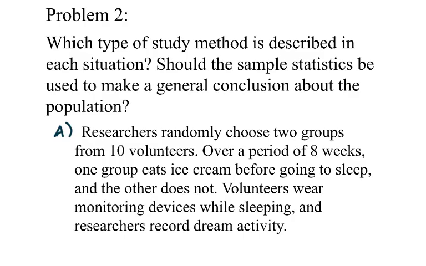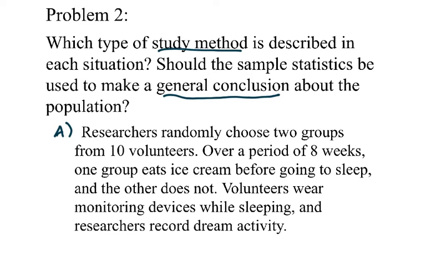All right, problem 2. We're going to identify the study method that's described in each situation. And should the sample statistic that we get be used to make a general conclusion? So say we go back to our fish example from the beginning. Our fish length was an average of 7 inches. Does that mean we can say that the fish in the lake are on average 7 inches? That really depends on how you collected your information.